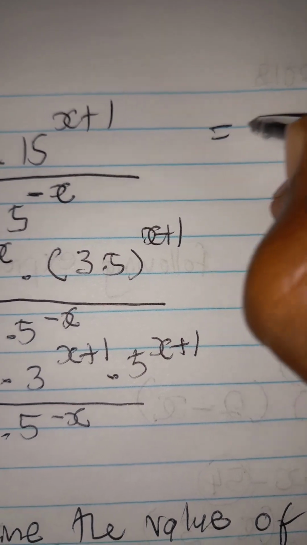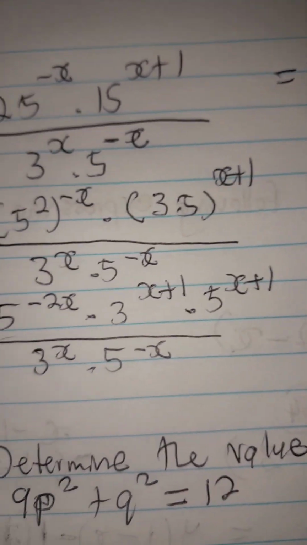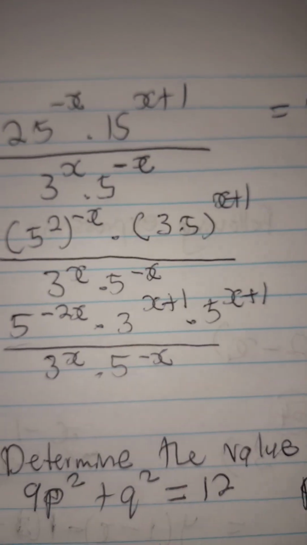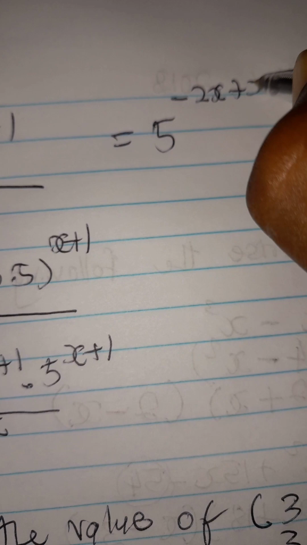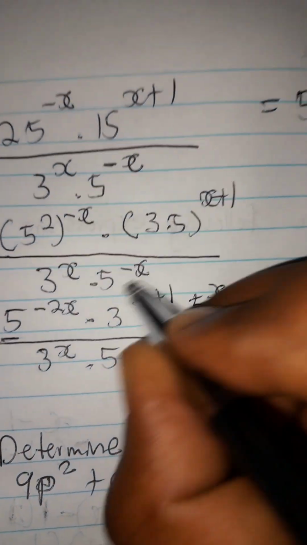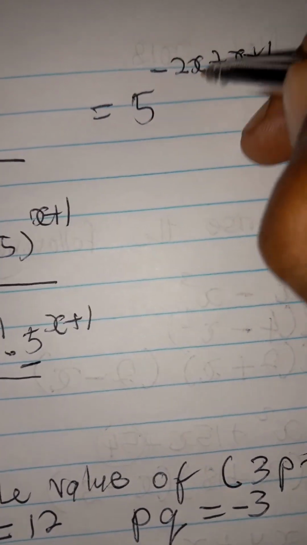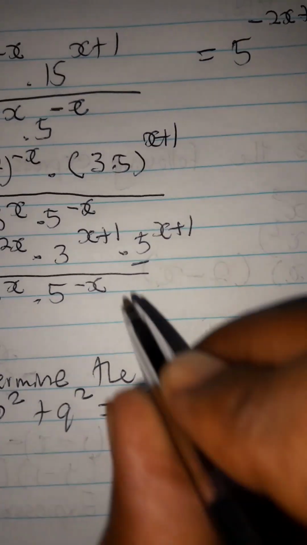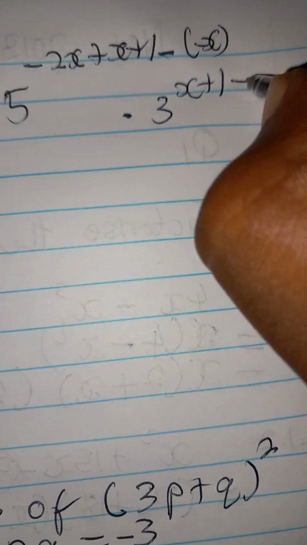So same bases there, we know. Let's take 5 first. Same bases, we add the exponents. So it's going to be negative 2x plus x plus 1. Remember, for the same base when there's multiplication, you add the exponents. So we are going to have negative 2x plus x plus 1 subtracted by negative x in this case. Then for 3, we have 3 to the power of x plus 1 subtracted by x there.